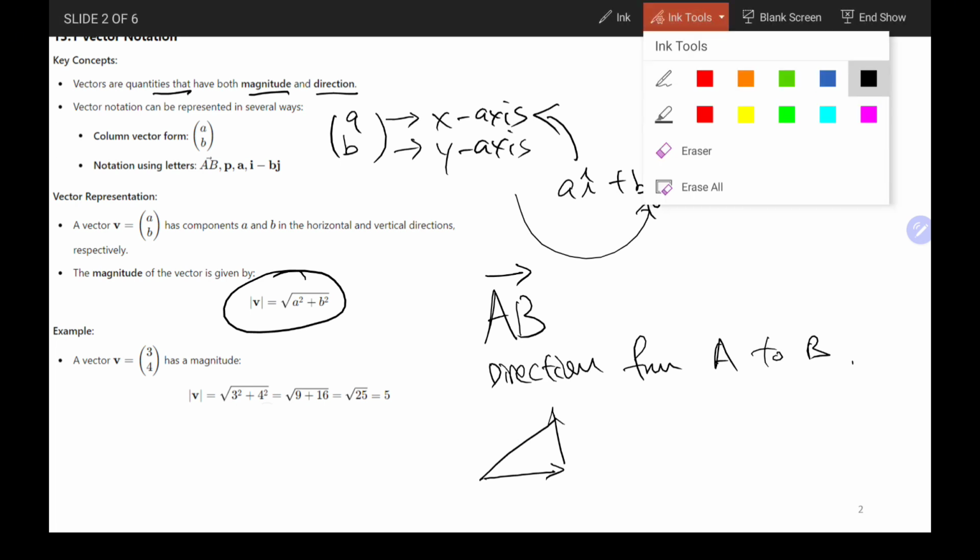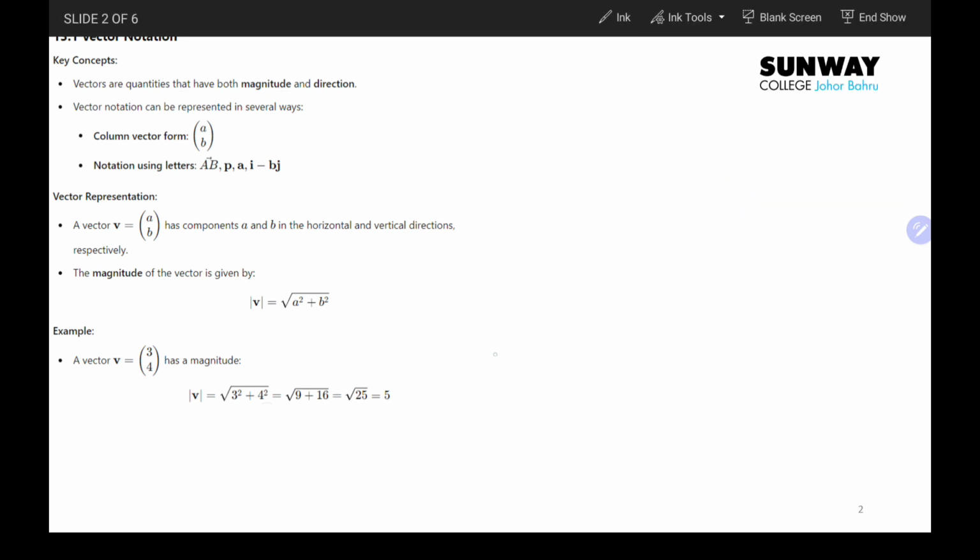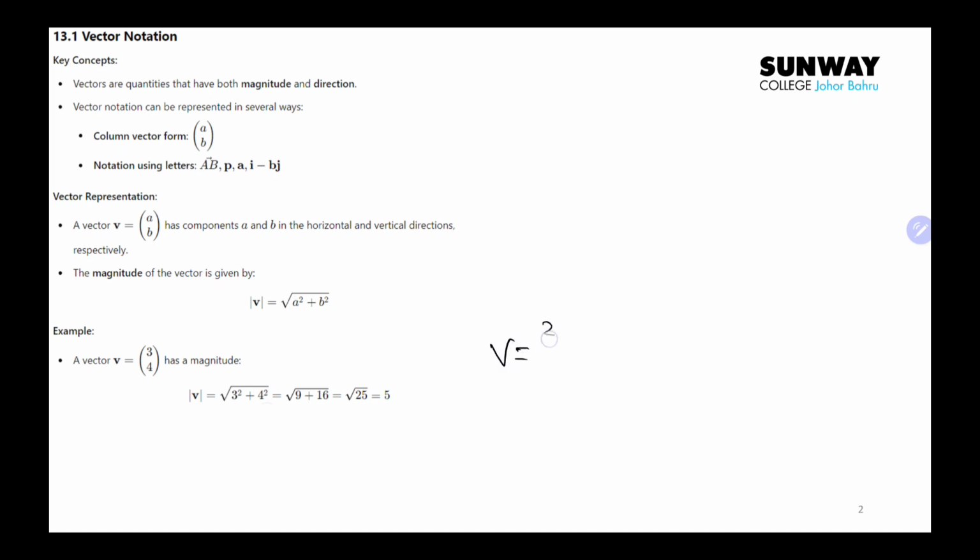In a quick example, if we have a vector (3, 4) and we would like to figure out its magnitude, it means that you are moving 3 units in the horizontal direction and 4 units in the vertical direction. So its magnitude, by using Pythagoras' theorem, is going to be 5.